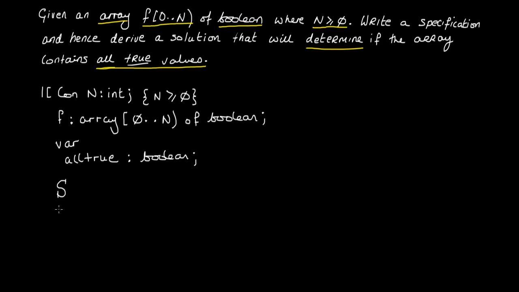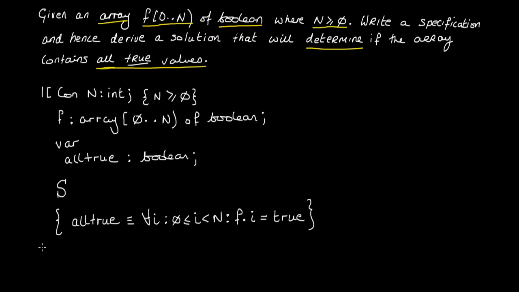And finally, what we need to do, of course, is write a post condition. So our post condition is going to be all true is equivalent to for all I, where I is greater than or equal to 0, less than n, f dot I is equal to true. And that is our specification.